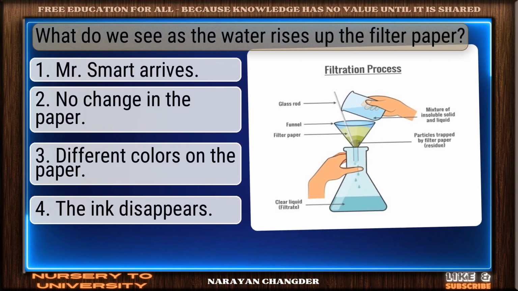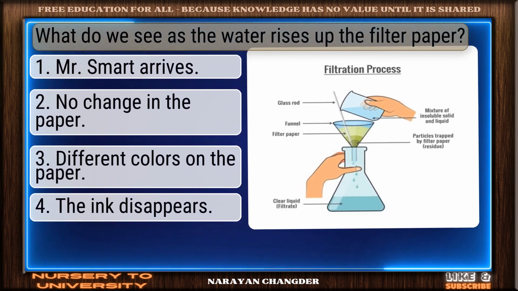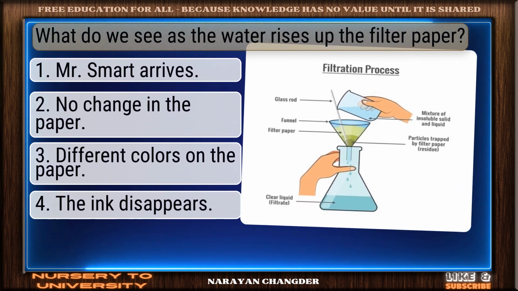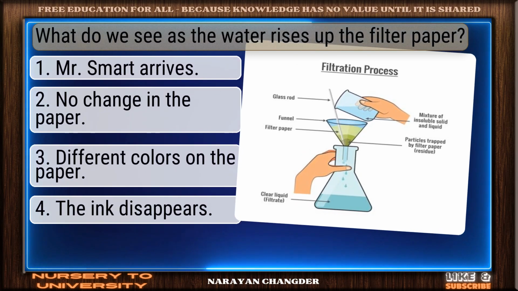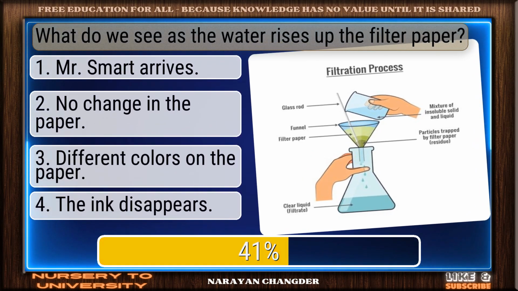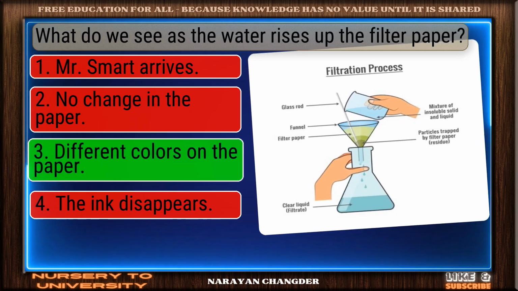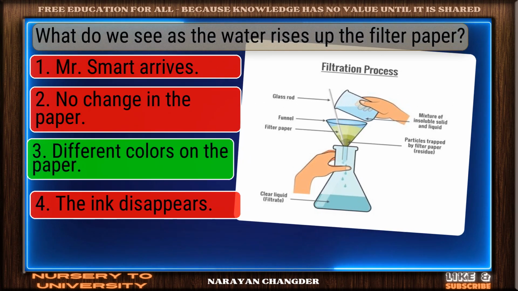Option 1, Mr. Smart arrives. Option 2, no change in the paper. Option 3, different colors on the paper. Option 4, the ink disappears. Great job, different colors on the paper.